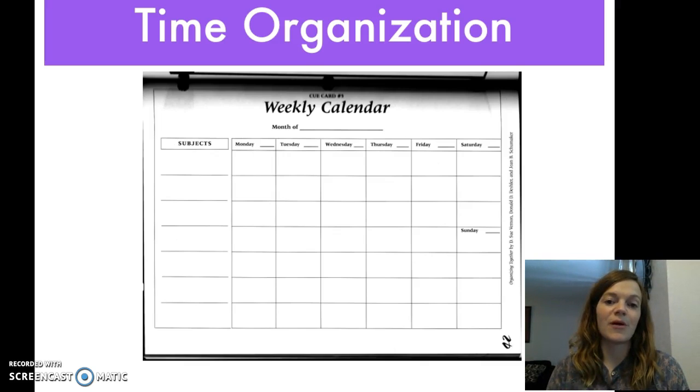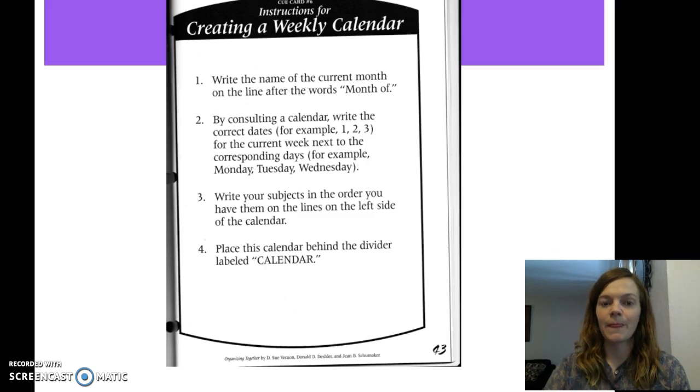This is an example of the weekly calendar that we're going to start using after our lesson today. And it's just a template, and I'm going to go through and explain how we're going to fill out our weekly calendar every week and every day. There's 4 things you need to remember when you're creating your weekly calendar.